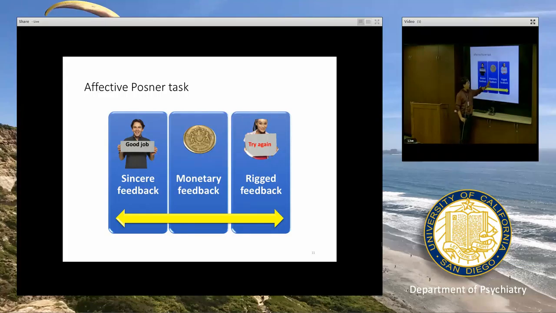And the second part is to use monetary feedback to see whether that makes a difference compared to just the pure feedback. And the third part actually is the key part, because we use the second and third parts to elicit the frustrating non-reward responses. So in other words, when they did it correctly, we told them that they were wrong on purpose. And so we call it the rigged feedback.